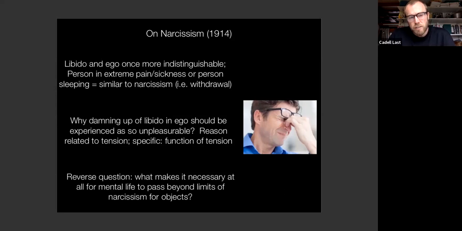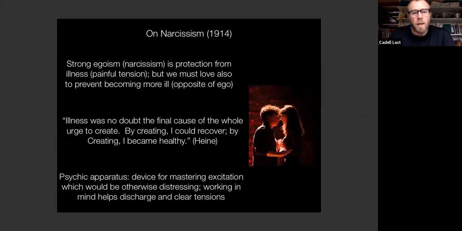And then he asks the really interesting reverse question, which is, what makes it necessary at all for mental life to pass beyond the limits of narcissism for objects? So he's saying, basically, if the original function of the libido is a type of autoerotic narcissistic tendency, what is it about our nature that makes us not all just purely narcissistic? Why don't we remain narcissistic? And his answer is that a strong egoism or narcissism is a protection from illness, as stated before, a painful tension. But the opposite is also true, that we must love also to prevent becoming ill, or the opposite of the ego.